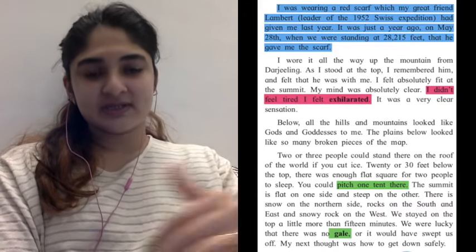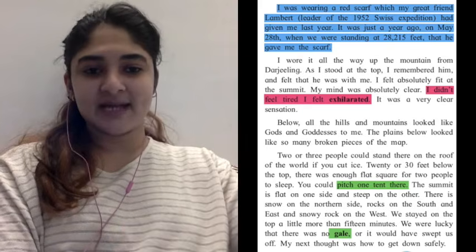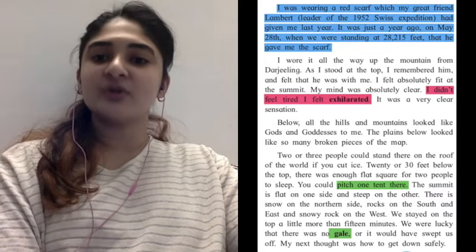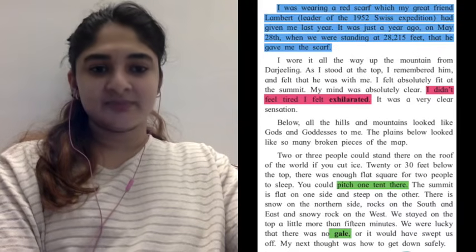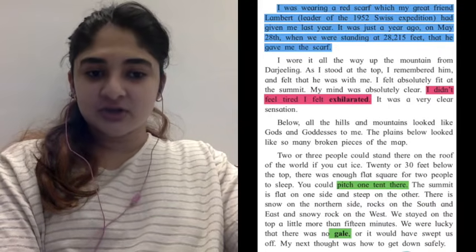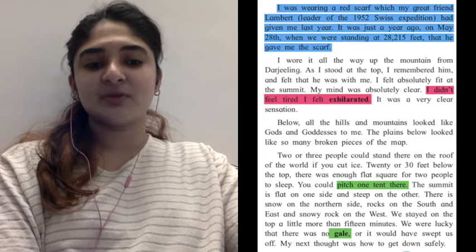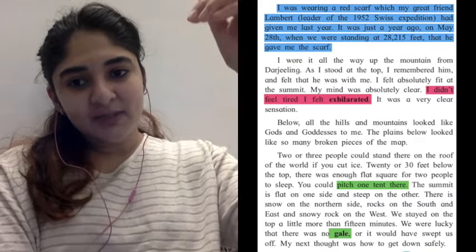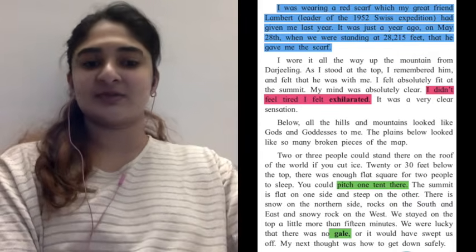Then he went on to describe the place on the summit where he was standing. He said that 2 or 3 people could stand there on the roof of the world if you cut the ice. 20 or 30 feet below the top, there was enough flat square for 2 people to sleep. You could pitch a tent there. Pitch a tent means you can place a tent there, आप वहाँ पे tent लगा सकते हो.